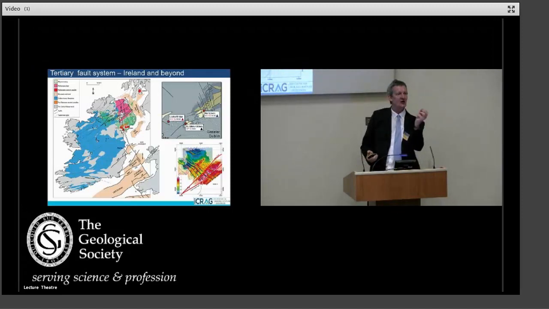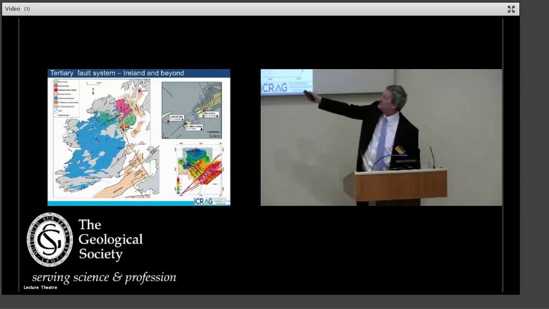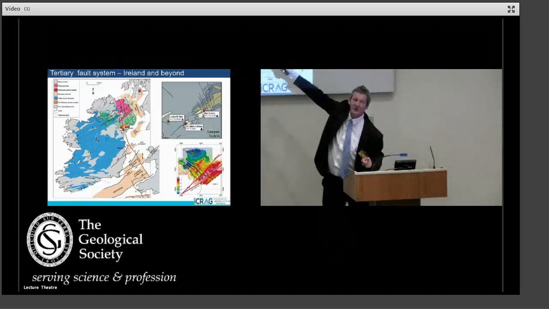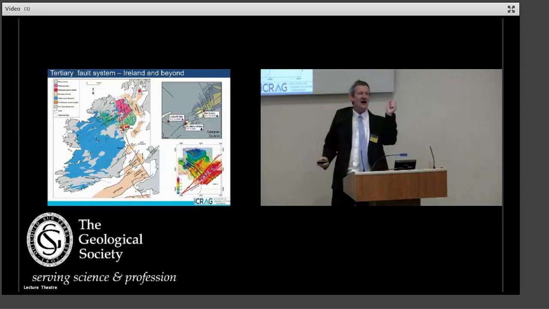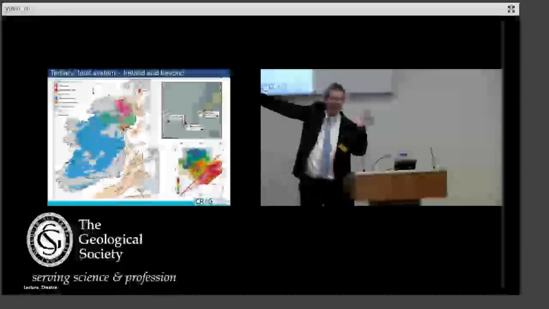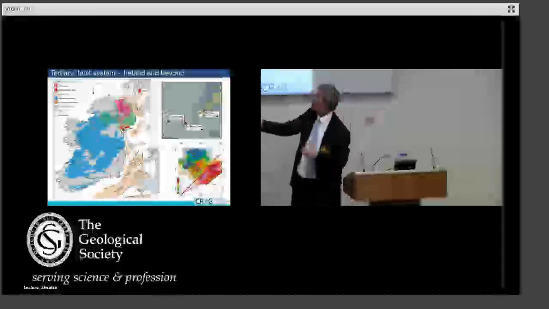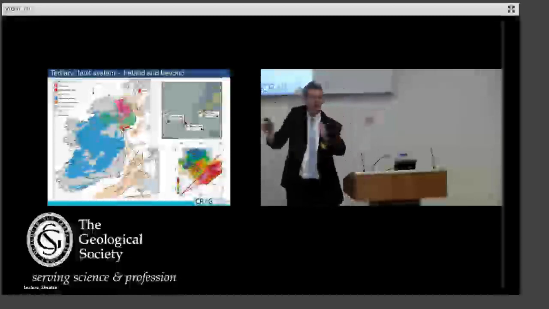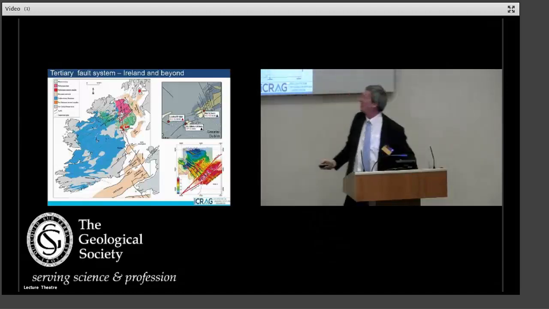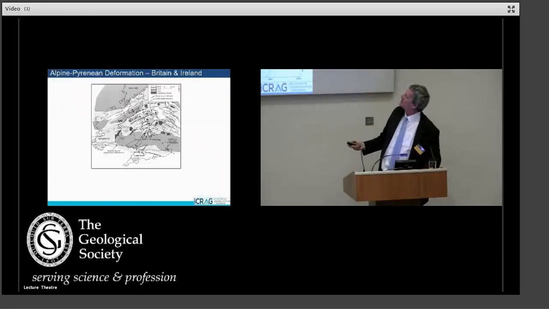Now we've actually got a basis for explaining these are conjugate systems. These particular faults are pre-existing, and they're reactivated as sinistral faults. These ones are brand new. They've just formed. They don't localize on pre-existing structures, so we get a swathe of them covering Ireland, and they're very important for groundwater flow, probably for hydrocarbons too.